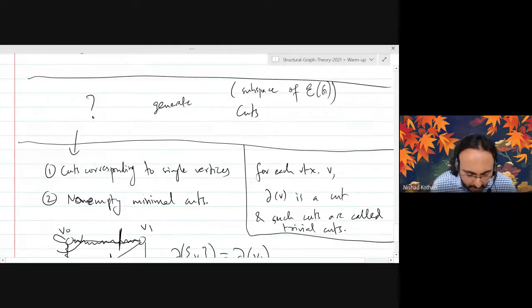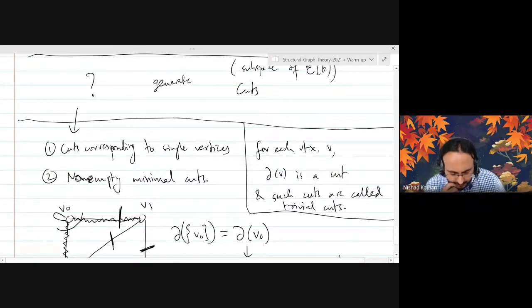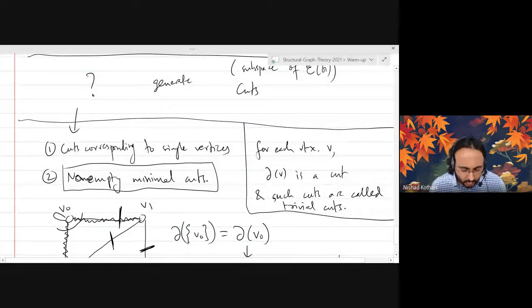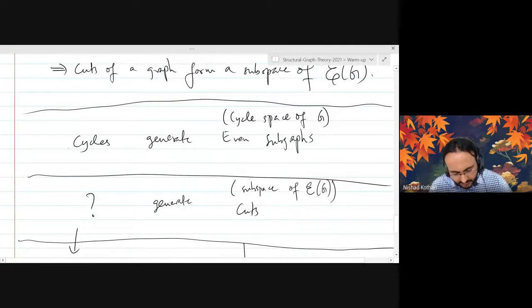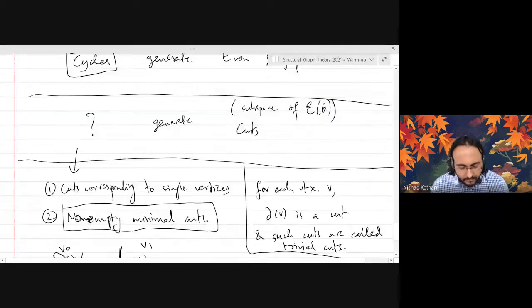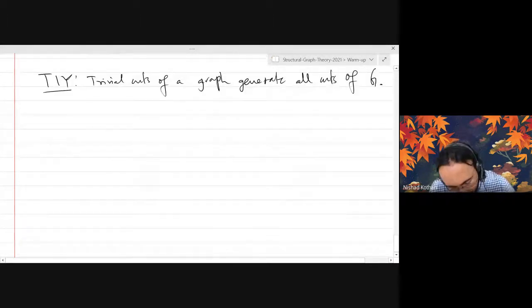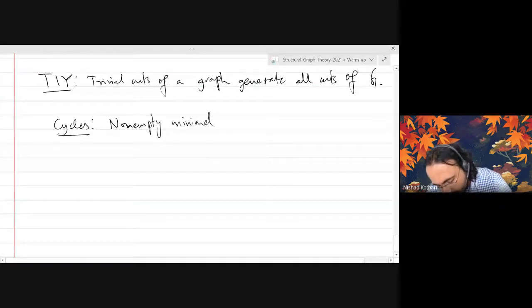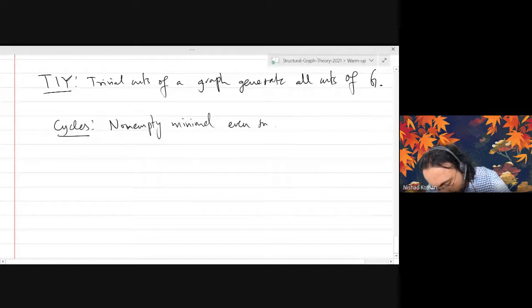But there is another possible answer, or at least one other possible answer. These are called the non-empty minimal cuts. So let's think about cycles. There is one way to define cycles: these are the non-empty minimal even subgraphs of a graph.